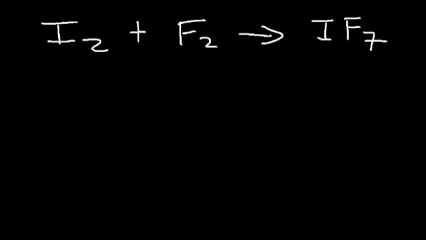14 divided by 7 is 2, and 14 divided by 2 is 7. So notice that the fluorine atoms are balanced. And we already have 2 iodine atoms on the right side, 2 on the left. So this reaction is balanced. You can put a 1 here if you want, but you don't have to. But that's all you got to do for that example.